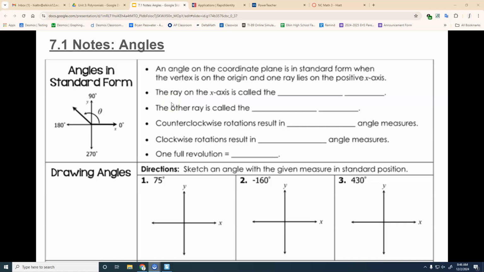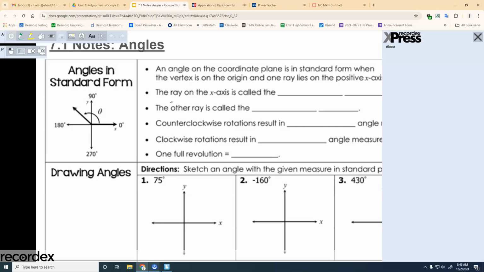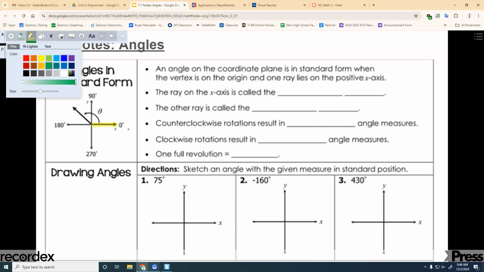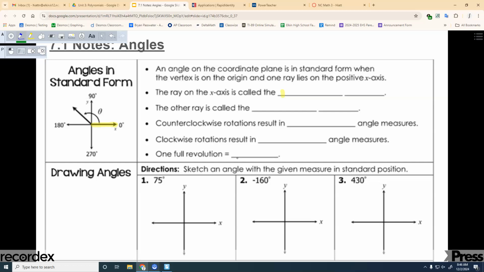So looking over here at this picture that we've got, we're going to be talking about angles in standard form. And for them to be in standard position, one of the rays has to be on the positive part of the x-axis. Okay? And so some terminology for this, the ray on the x-axis is called the initial ray. The other ray is called the terminal ray.